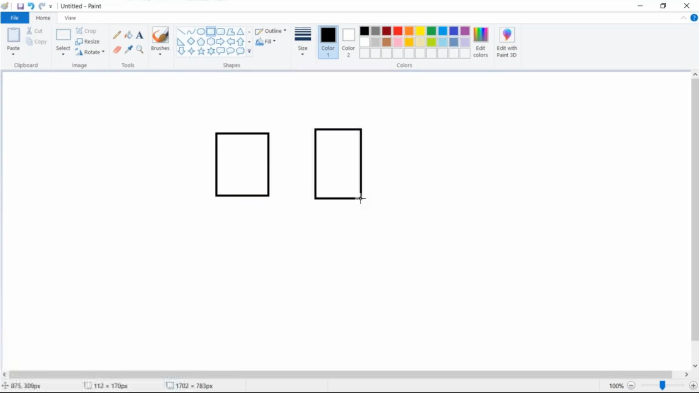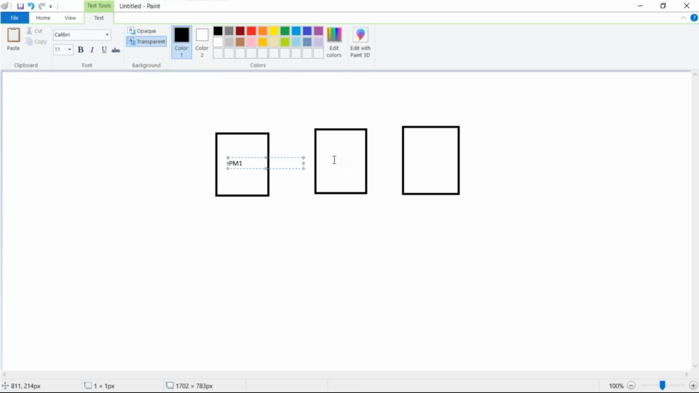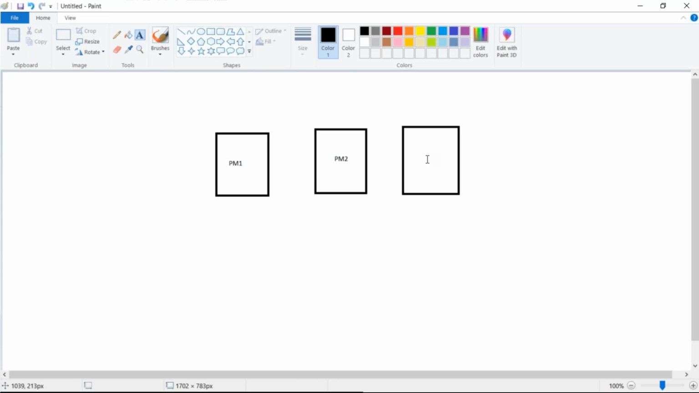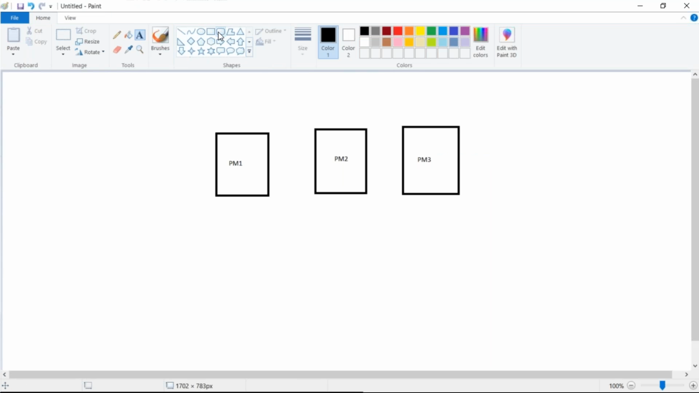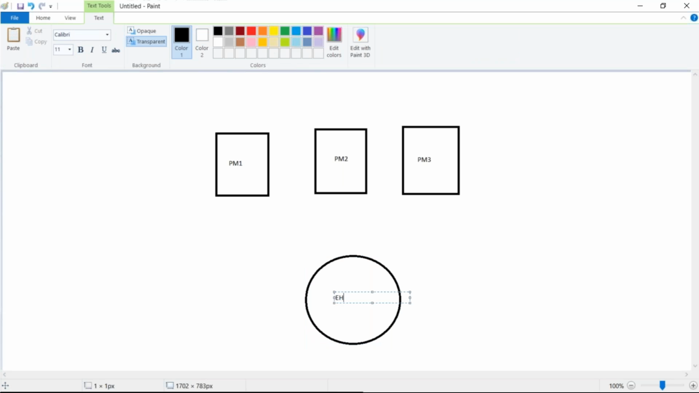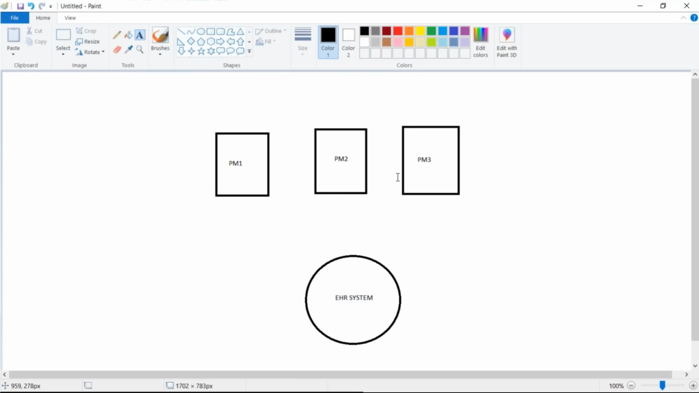This is PM1, this is PM2, this is PM3. Each of them is present at a different location, and all of these are interfacing with one EHR system. Which means this hospital has individual locations in the entire city. There are clinics, various locations where they might have small hospitals.